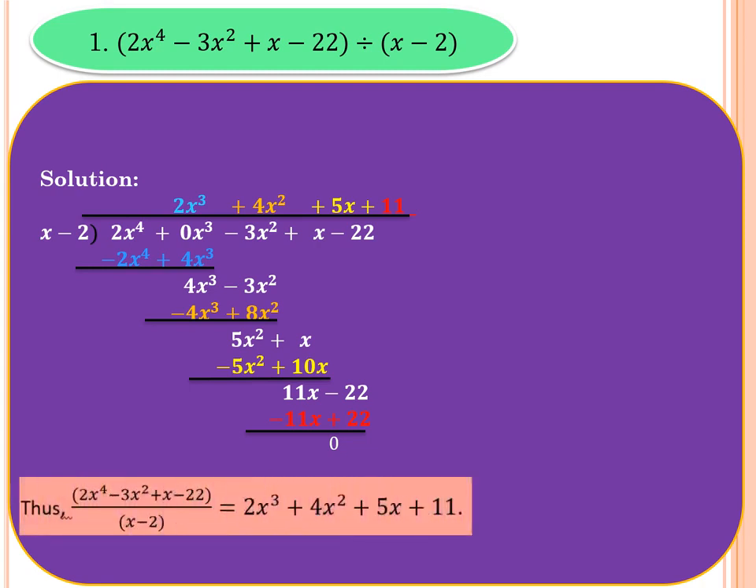So, for our final answer of this expression, we have 2x to the power of 4 minus 3x squared plus x minus 22 over quantity x minus 2 is equal to 2x cubed plus 4x squared plus 5x plus 11.